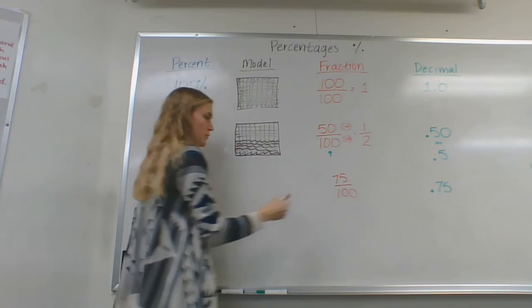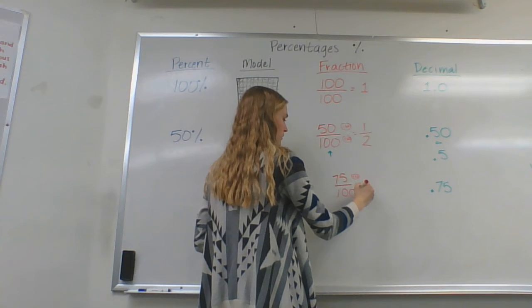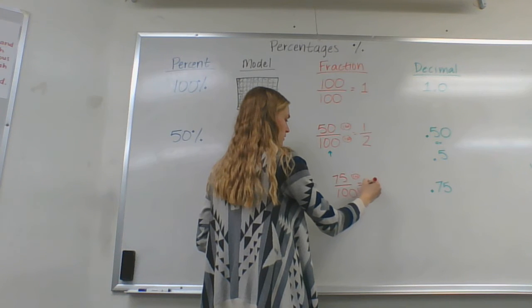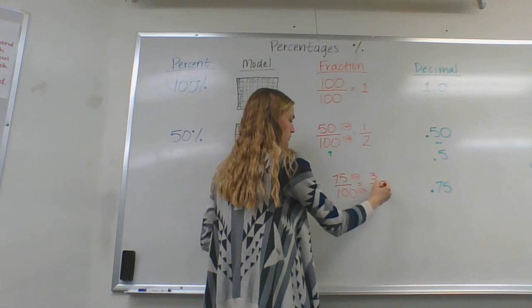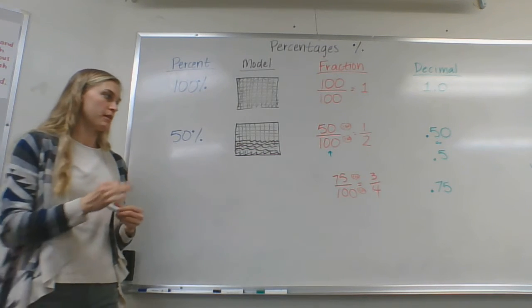Okay, in simplest form, we would divide by 25. And that would give us 3/4. Think about quarters. 75 cents is 3/4, 3 out of 4.